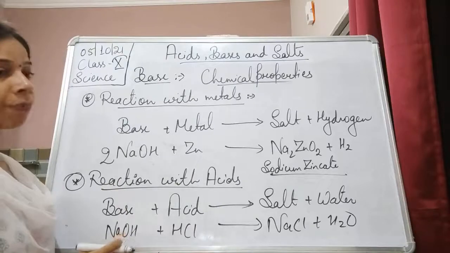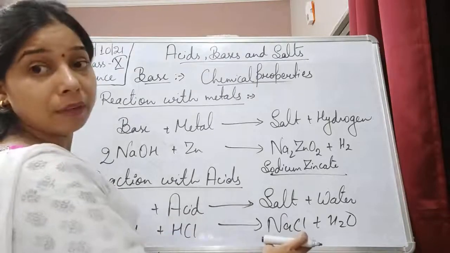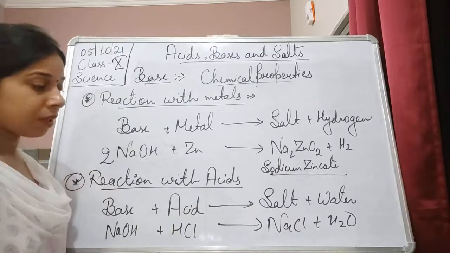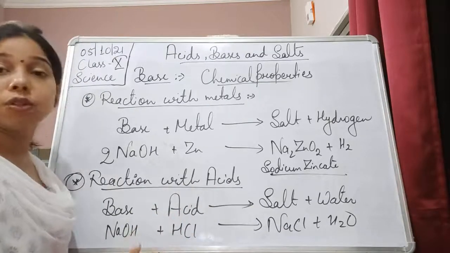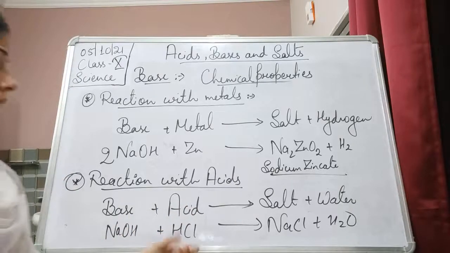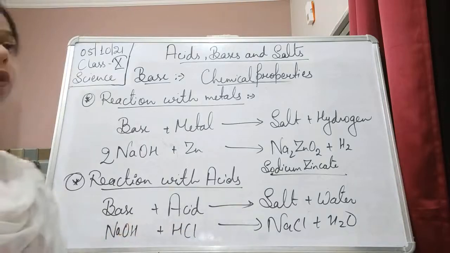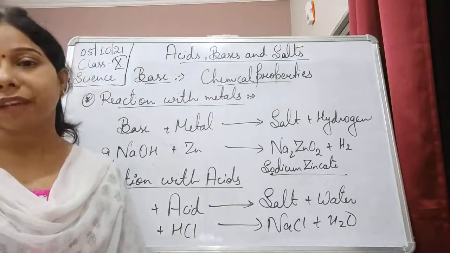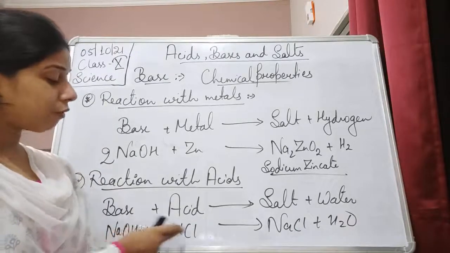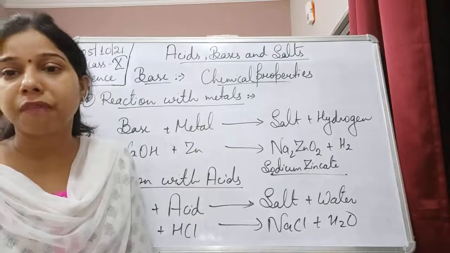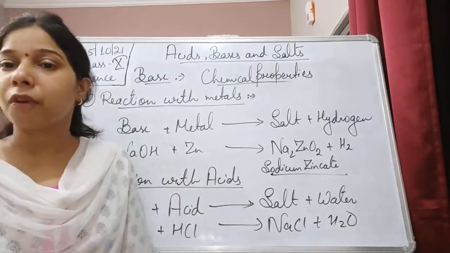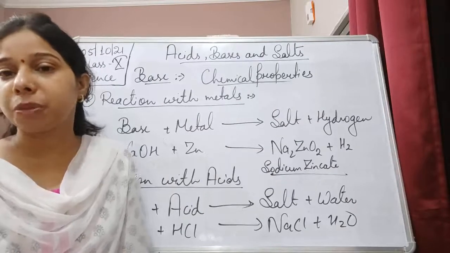If we take calcium hydroxide, calcium chloride will be formed. If we take magnesium hydroxide, magnesium chloride will be formed here. In place of hydrochloric acid, you can take sulfuric acid also. There the sulfuric acid will react with sodium hydroxide, then sodium sulfate is formed. If we take calcium hydroxide with sulfuric acid, then there is a formation of calcium sulfate. If we take magnesium hydroxide and sulfuric acid, it will form magnesium sulfate.